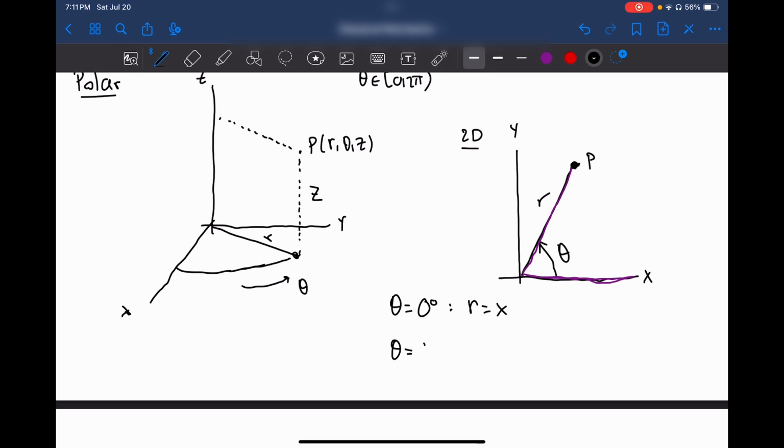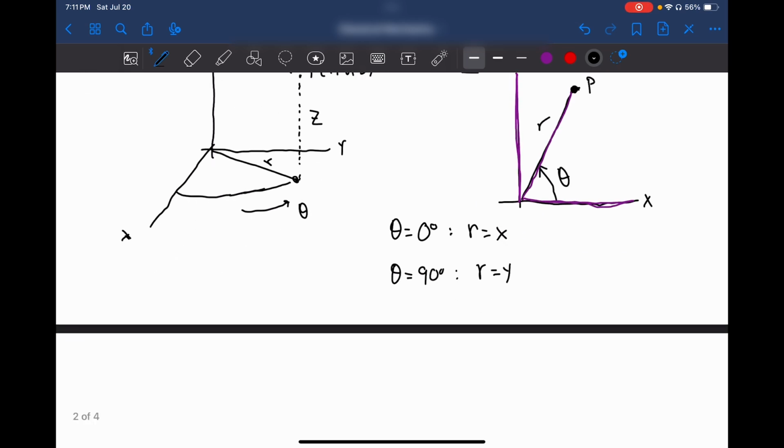But what if theta were 90 degrees instead? Well, this tells us that r is going to lie entirely on the y-axis, right here. And so r is y. Now, all we need to do is multiply r by the appropriate trig functions to figure out what the conversions are. So here we have that x is r and y is r.